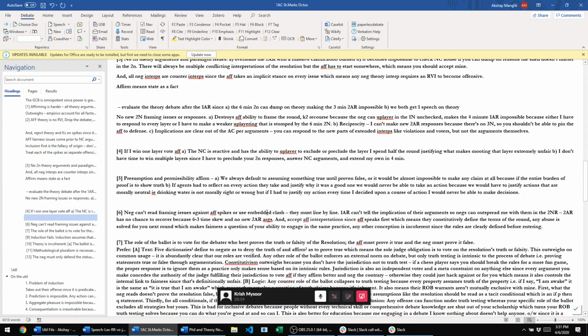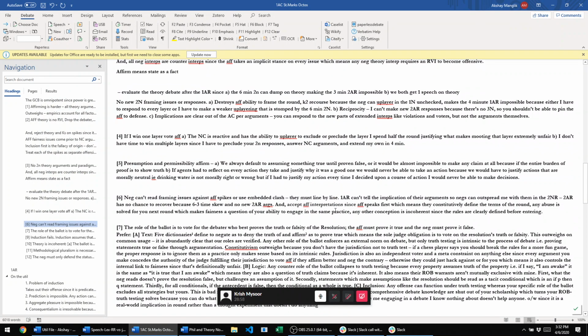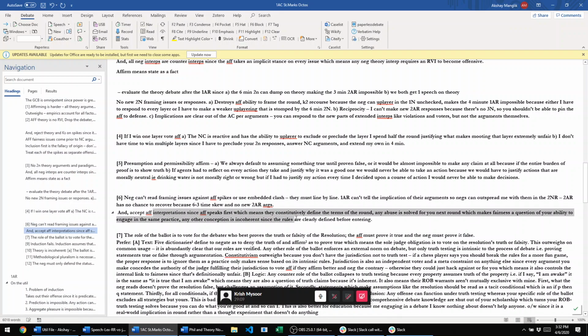Yeah, you can't use embedded clash. Obviously, embedded clash is important in really blippy 1ACs like this. Accept AF interpretations since the AF speaks first. Obviously leaves no room for debate or contestation.